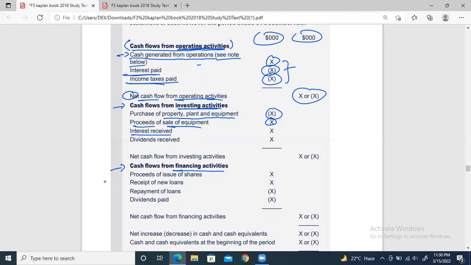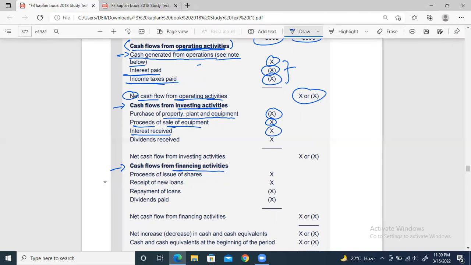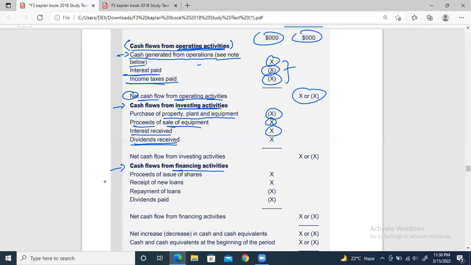So interest received is also related to investing over here, and so are dividends received, because some companies also invest in other companies' shares, right? It can be part of consolidation as well, but over here dividends are only received if it is treated as a simple investment. Let's say I bought 5, 6, or 7 shares, a very small amount. Yeah, I will be receiving dividends. That's why it is written over here as a positive amount.